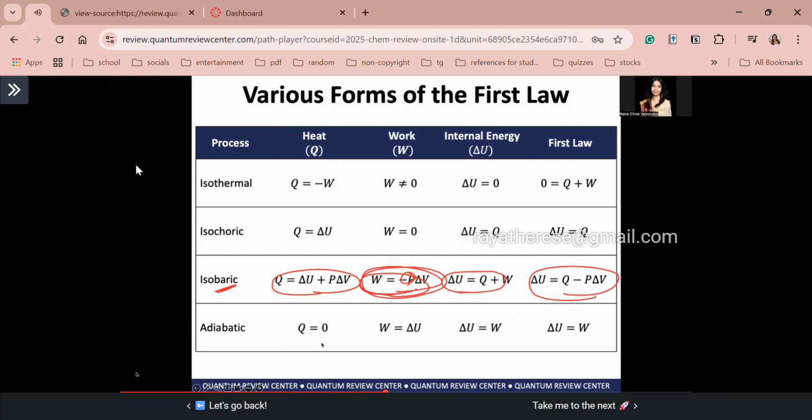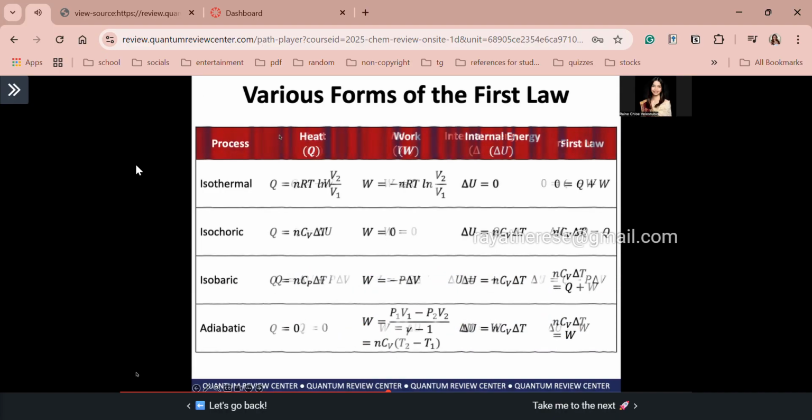Okay? Lastly, for adiabatic processes, remember, no heat can enter or go out of the system. So, what happens, guys, is Q is equal to 0. And because of that, since Q is equal to 0, we have 0 plus W. So we can say that delta U, internal energy, is just equal to W. As you can see here. Now, these are just basic qualitative formulas, guys. So these are actually our quantitative formulas that are applicable to ideal gases.